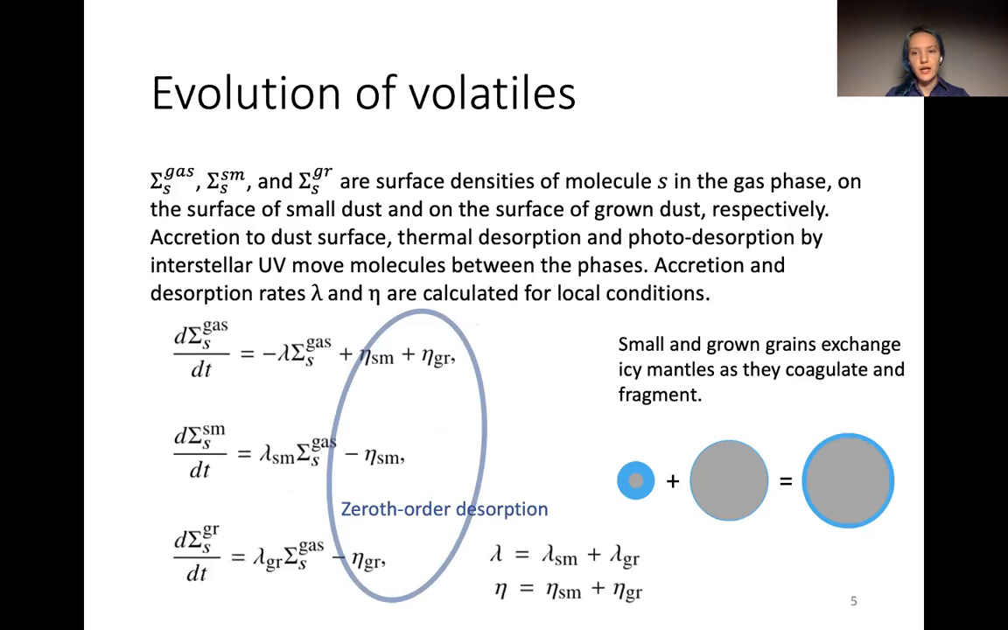The evolution of volatiles is described by their surface densities in the gas phase, on the surface of small dust, and on the surface of grown dust grains. The evolution is described by this system of equations, which describes the accretion of gas onto two dust populations, the thermal desorption, photodesorption by interstellar UV radiation, and also the exchange of ice mantles between the two dust populations.